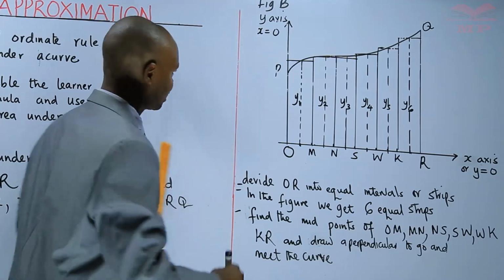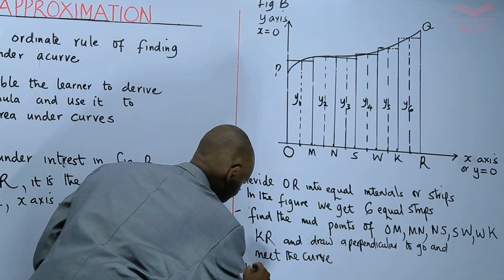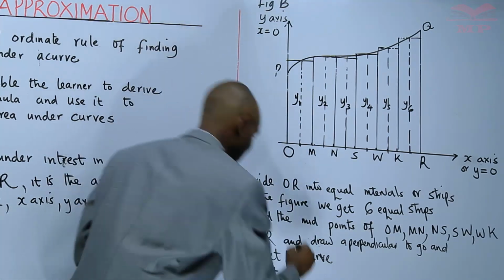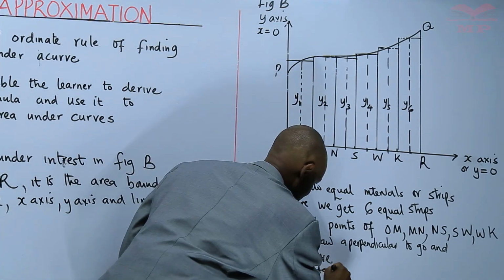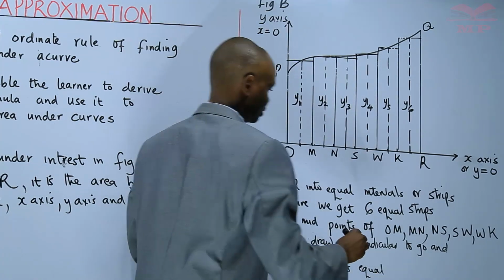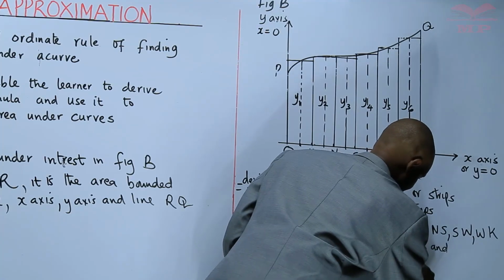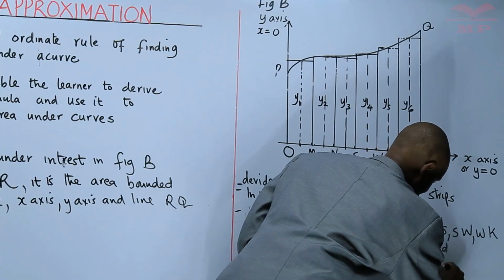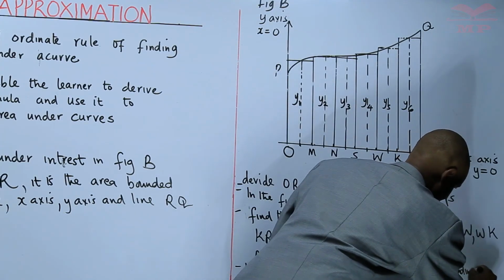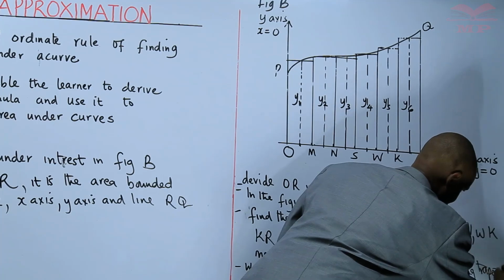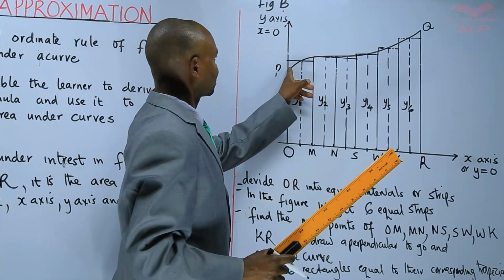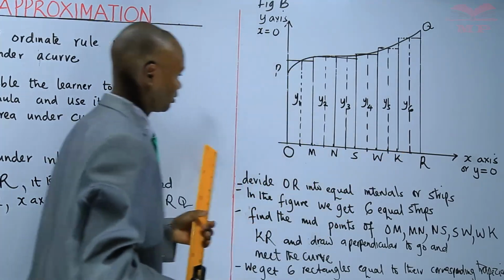So in the figure we get 6 rectangles equal to their corresponding trapezia. So this one will have an area almost equal to the trapezium we had.